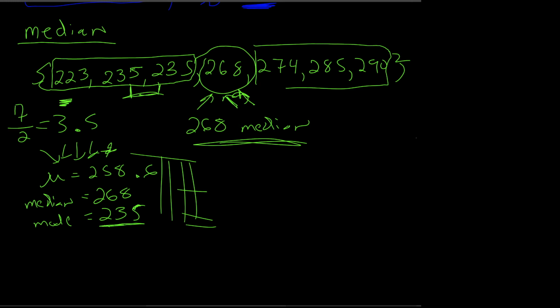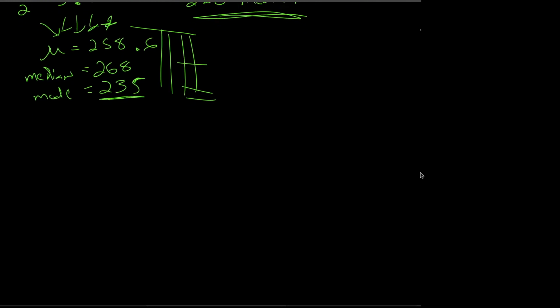Now, what this does for us is this will start hinting at the shape of our data. And so all 3 measures can have different uses. The mean takes into account every piece of data. And so that's its advantage. The plus side of the mean is it takes in every piece of data.